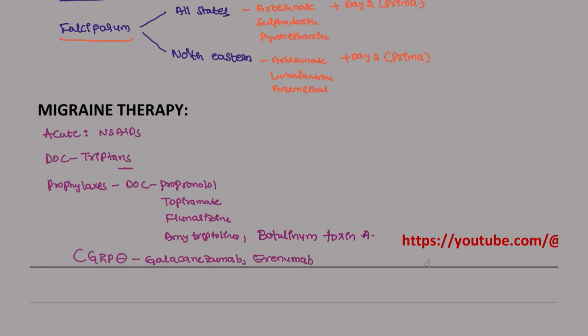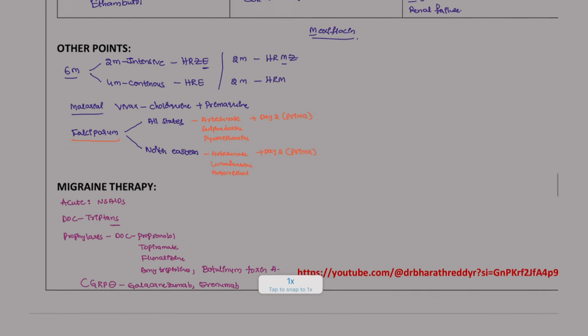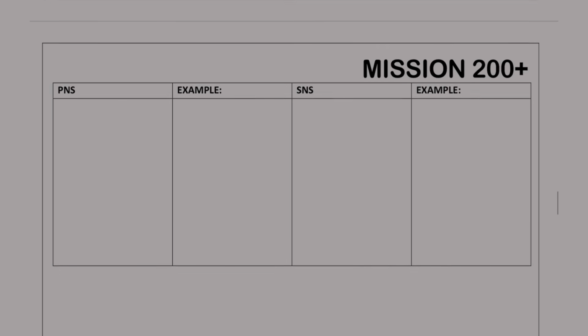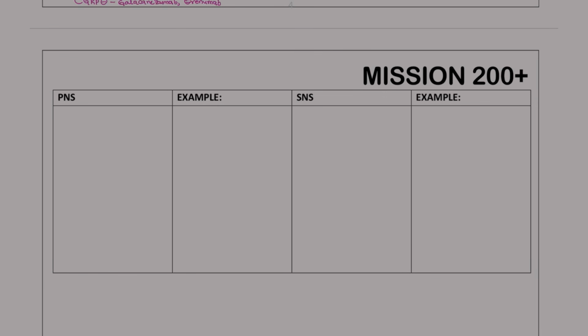This can also be given for this patient, right? This is the migraine therapy that you have to remember. Next, coming to the ANS drugs, which are very commonly asked in the examination, you also have to remember what the importance of the ANS drugs is.